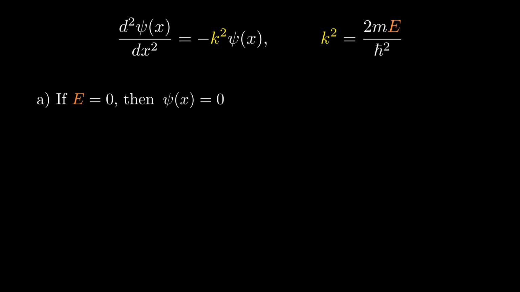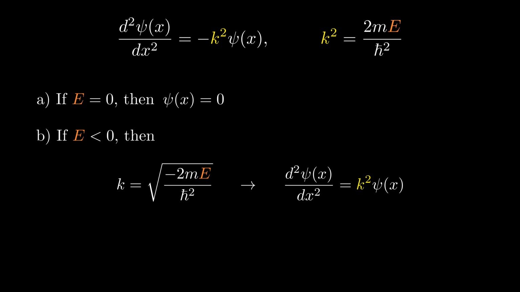Next, let's consider the case when the energy is less than 0. If the energy is negative, we need to take a closer look at how this affects the equation. If the energy is negative, then k squared becomes positive. We define k as the square root of the negative of 2 times the mass times the energy, divided by h bar squared. The general solution can be written in terms of hyperbolic cosine and hyperbolic sine.